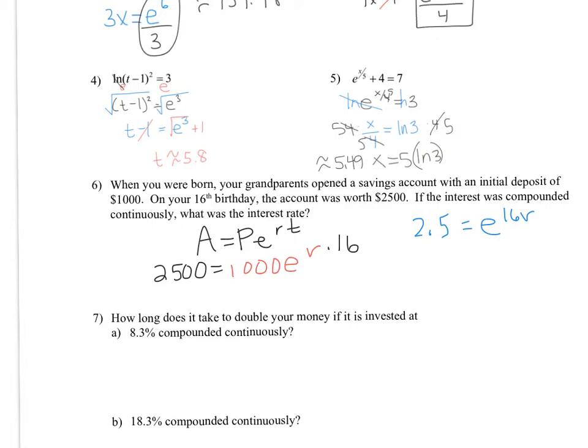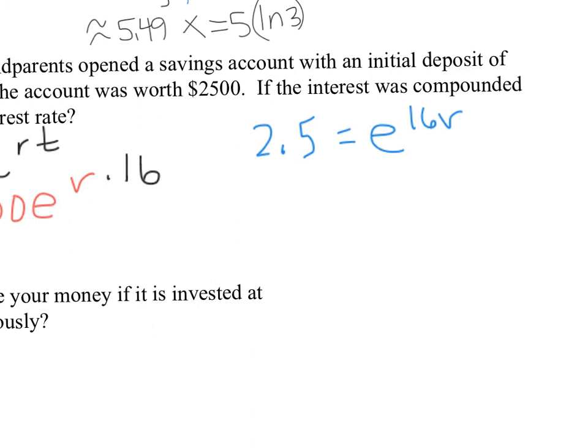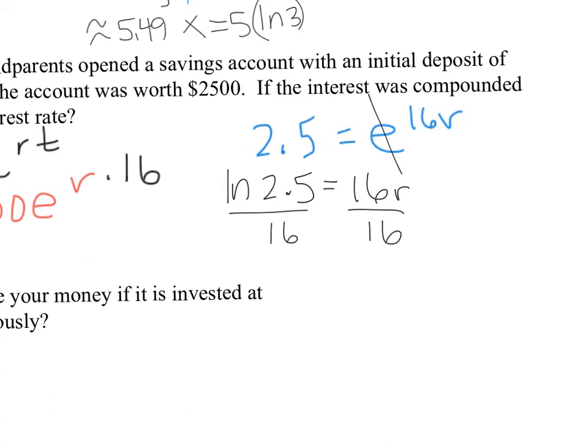Now you have an e equation and you're solving for a variable in the exponent. So you're going to take the natural log of each side. Natural log of 2.5 equals natural log of e cancels out, so 16r, and then divide both sides by 16. So you do the natural log of 2.5 and then divide it by 16. You're going to get about r is 0.0573, so that's about 5.73%. So that was the interest.